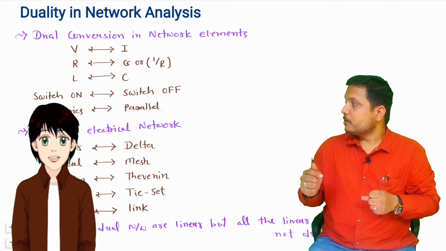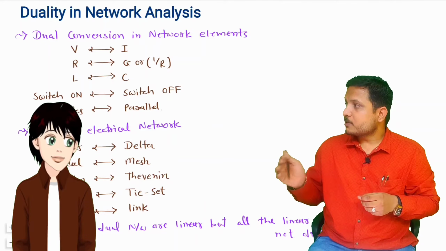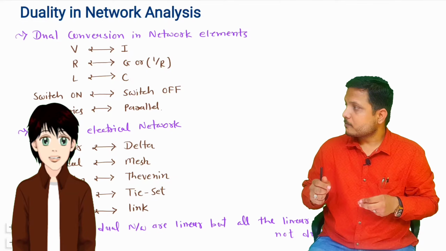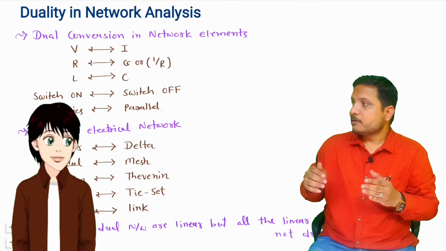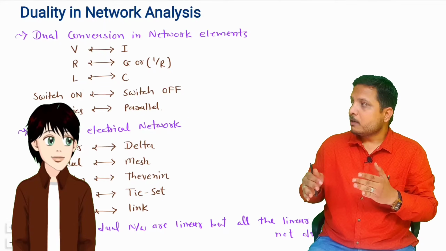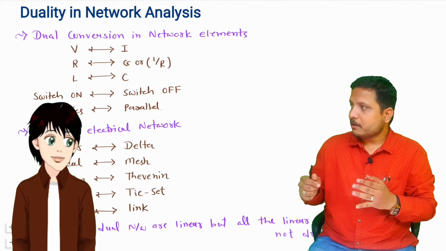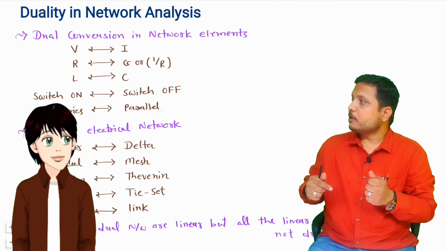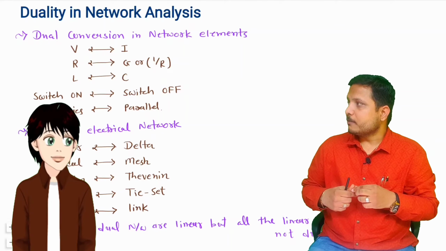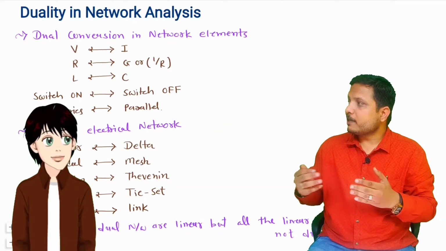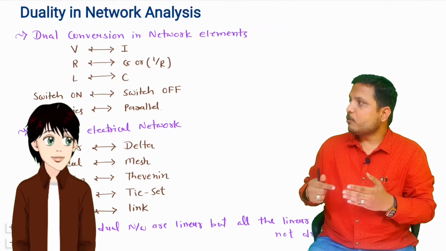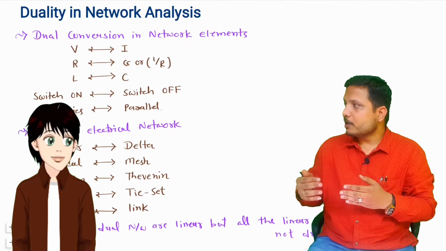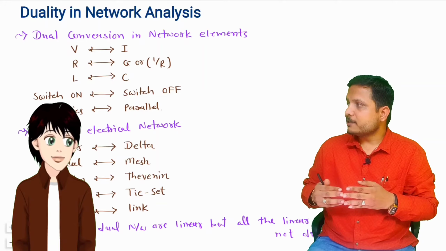Sir, can I ask you one question? Yes, John, definitely you can ask. Sir, what is the dual of power? See, John, when we talk about the dual of power, it is not possible. The reason is that power is a non-linear element. Dual is possible for linear elements only, such as voltage source, current source, resistance, inductor, capacitor. Those have a dual, but you cannot have a dual of power as it is non-linear.